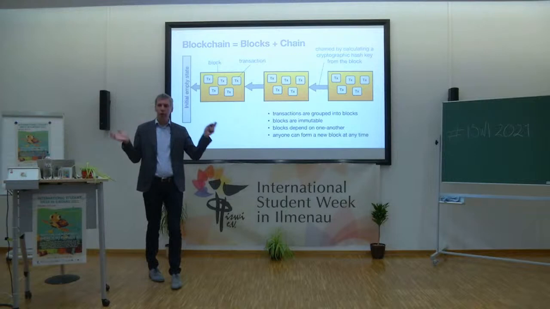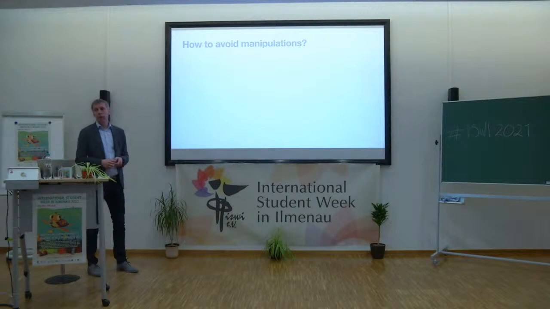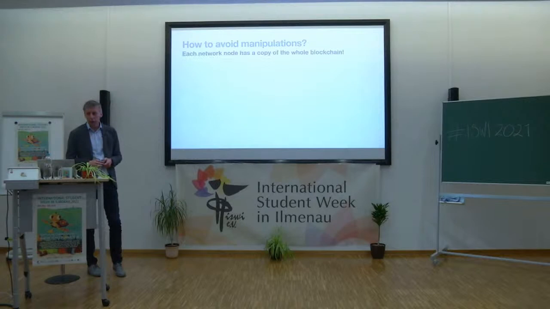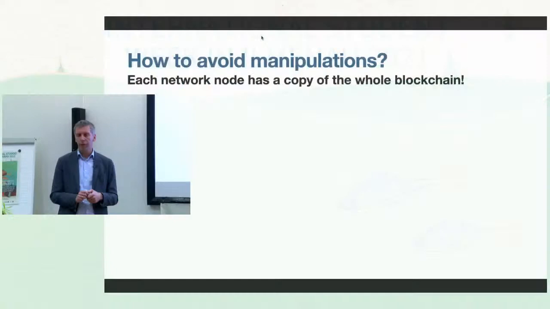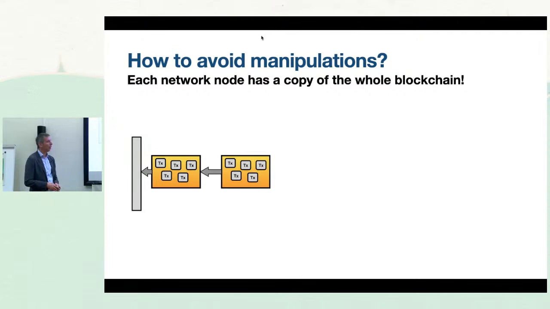So we said before we have to avoid double spending, which is a kind of manipulation. And it's important because you should know that each participant in the network has a whole copy of the full blockchain on its own machine. So it's like you have the full bank at home. And you could say, oh, I modify this. We should avoid this. So let's assume this is our blockchain. And now let's try to manipulate.